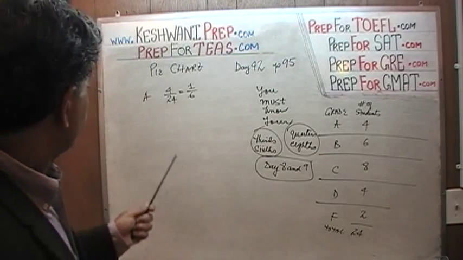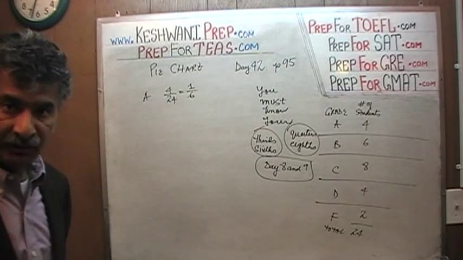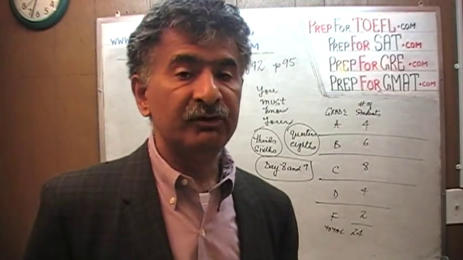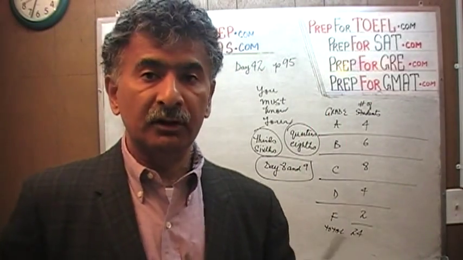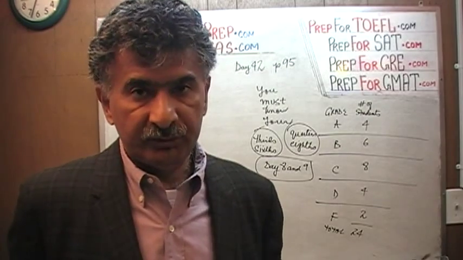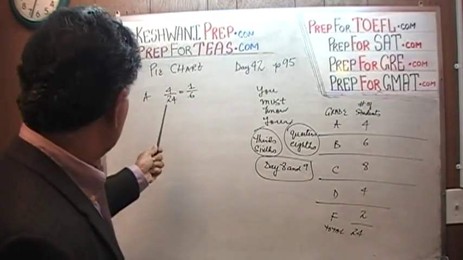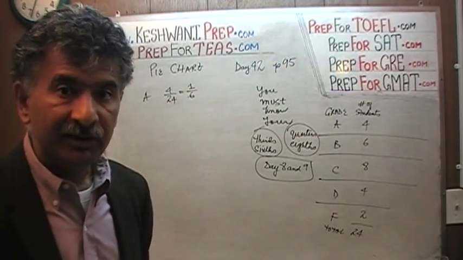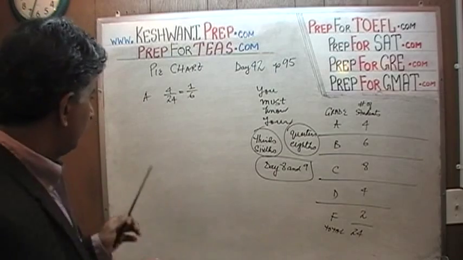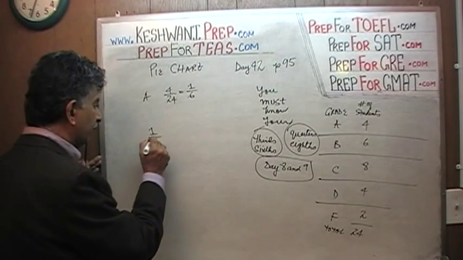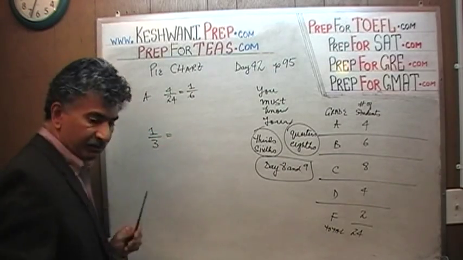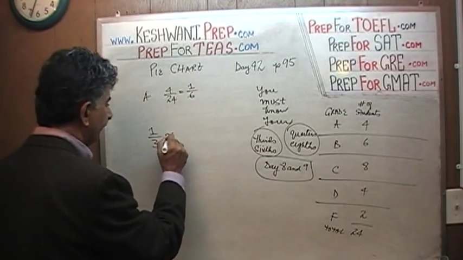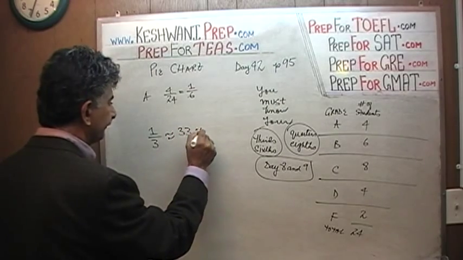Do you understand? So 1/6 is what percentage? Let's find out, shall we? Pie chart represents categories in terms of percentages of the whole area of the circle. So we need to know what percentage of the circle is going to be depicted by A. In other words, we have to figure out what 1/6 is in terms of percentage. We know 1/3 is approximately 33%.